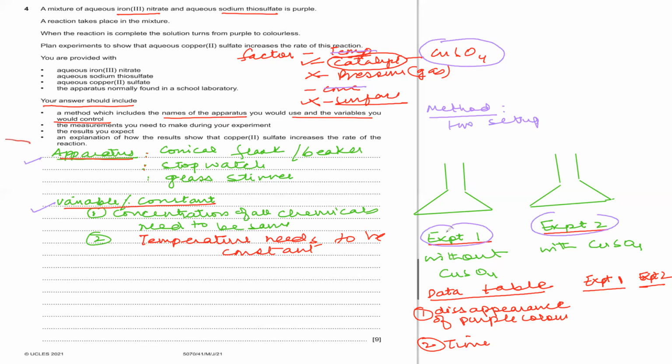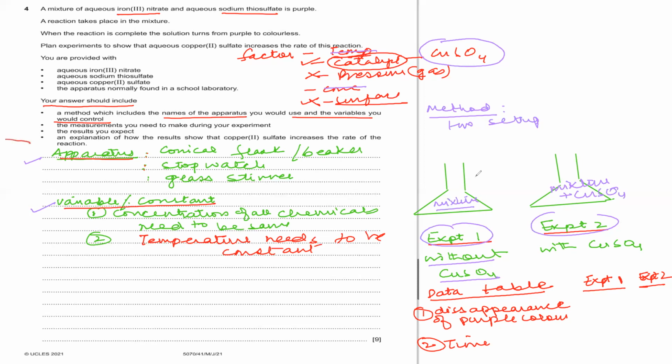Now what we'll be doing, in this particular setup, experiment one, we are going to have a mixture of the chemicals. What is the mixture? Iron(II) nitrate and sodium thiosulfate, you specify here. And this is the experiment we will be performing without the copper sulfate. Now this is the second setup, which is experiment 2, where you have the mixture, but along with this mixture you again have copper sulfate as a catalyst, right?